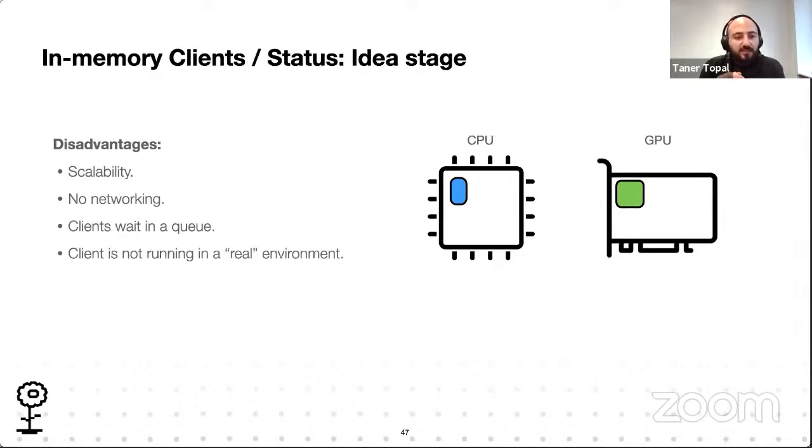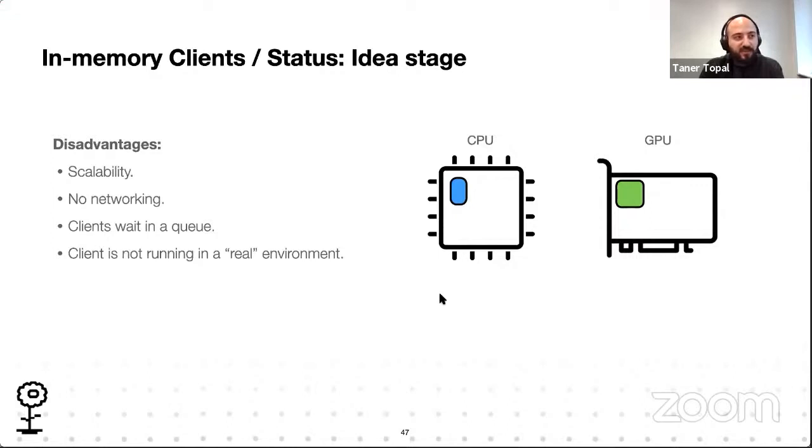Yeah, the disadvantages are that we can't really scale it to more than one machine, which we can do with the virtual client manager. We can't simulate networking, which is not good if you want to simulate that. Clients will be working sequentially, doing the machine learning, and the environment is less real than what you would be able to simulate with a virtual client manager.